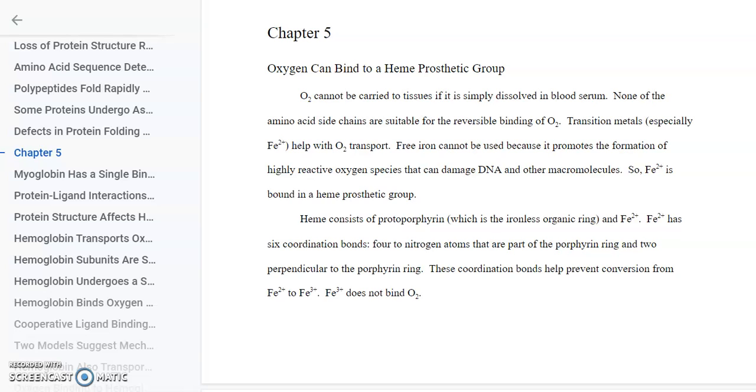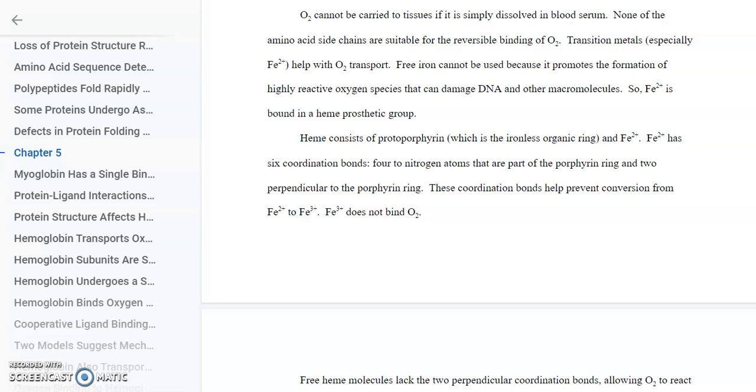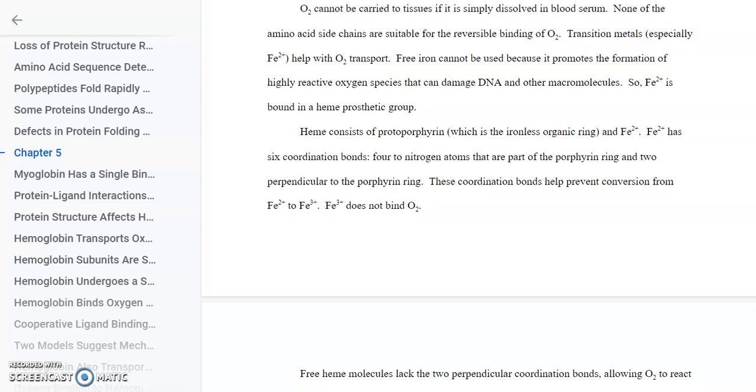Chapter 5. Oxygen combined to a heme prosthetic group. O2, molecular oxygen, cannot be carried to tissues if it is simply dissolved in blood serum. None of the amino acid side chains are suitable for the reversible binding of O2. Transition metals, especially Fe2+, help with O2 transport. Free iron cannot be used because it promotes the formation of highly reactive oxygen species that can damage DNA and other macromolecules. So Fe2+ is bound in a heme prosthetic group.